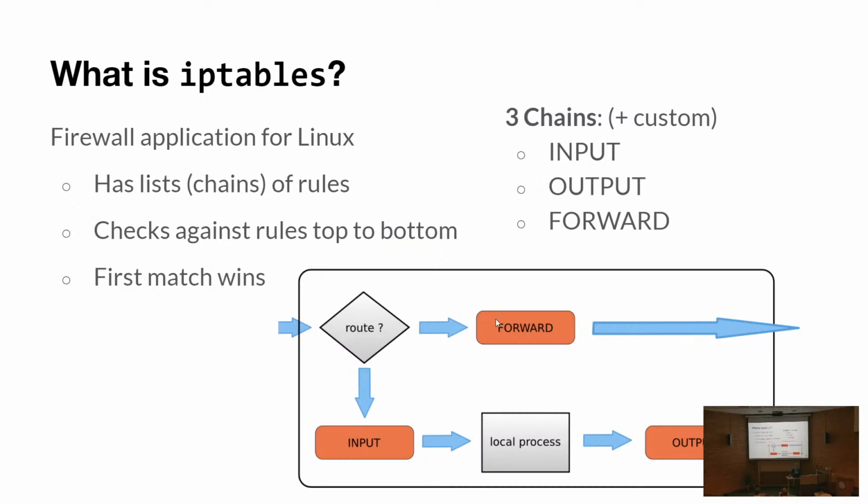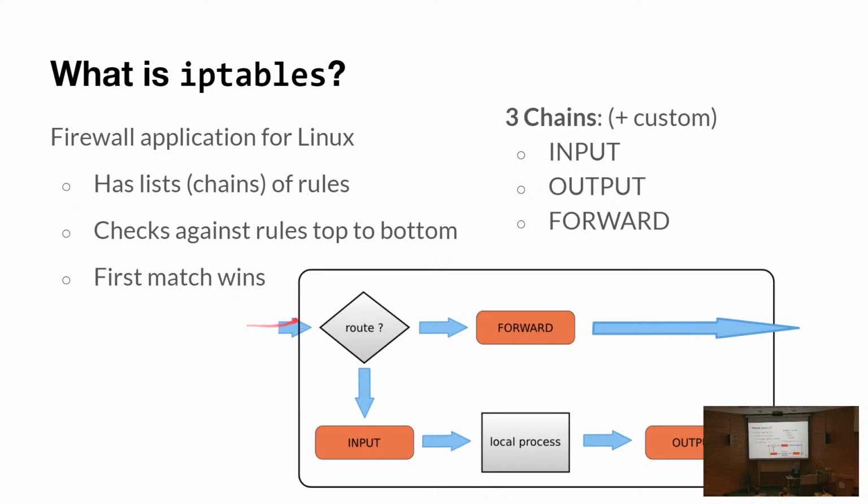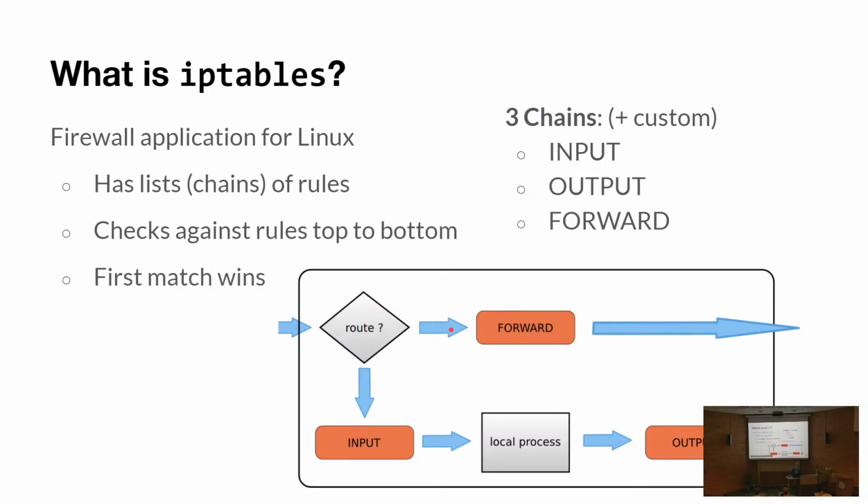So this is kind of a diagram of that. When traffic is coming into the network or the computer that has iptables on it, it figures out if it wants to forward or go to the input chain. Forward is if your computer is acting as a router. I'm not really going to talk much more about that today, but that's just for if it's going to send it back out and route it somewhere.